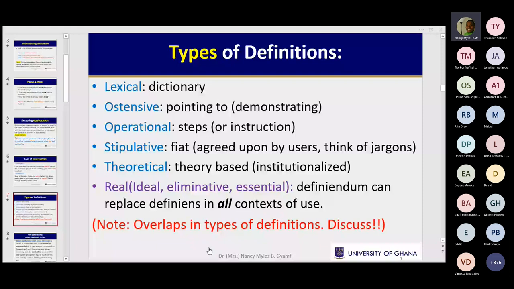So I'm saying that we have terms that we coin. It is not institutionalized. Take note. The institutionalized one will become a theoretical definition. But the stipulative ones, we agree to use the word that way, like jargons. So if you are a member, you understand.